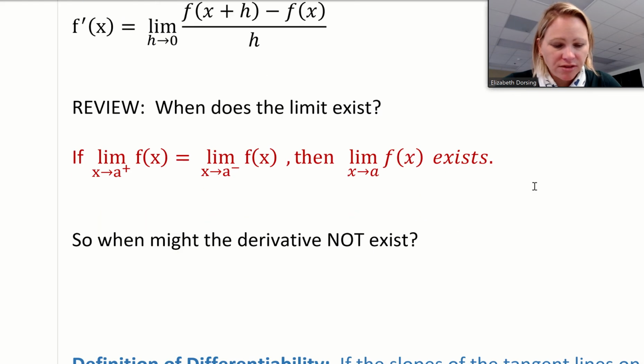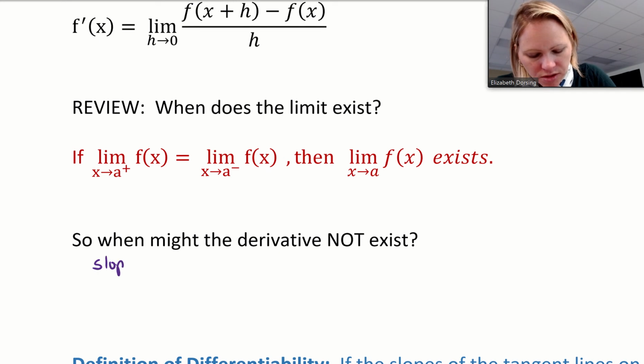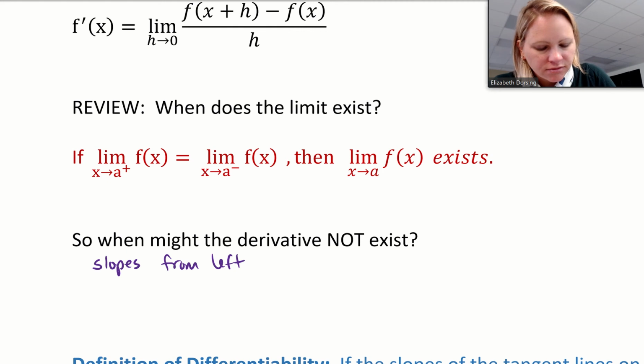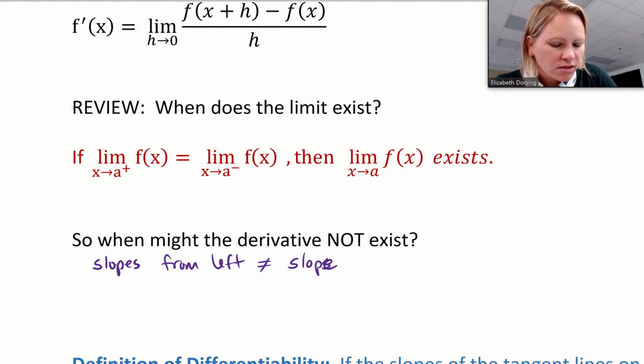So when might a derivative not exist? Well, there are some scenarios that we can think of. The slopes from the left do not equal the slopes from the right.